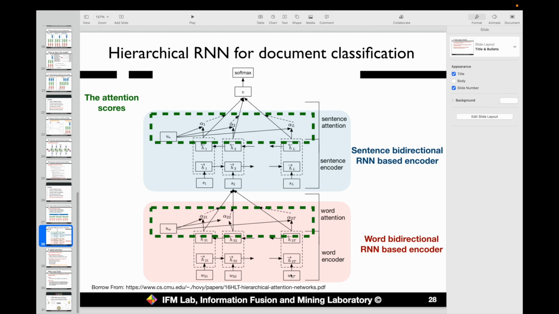Then we want to further define the embedding vector for the second sentence by integrating all the words we have here. The way we do the integration is by summing all the vectors from the bidirectional recurrent neural nets together to define the embedding vector for S2, the sentence 2.